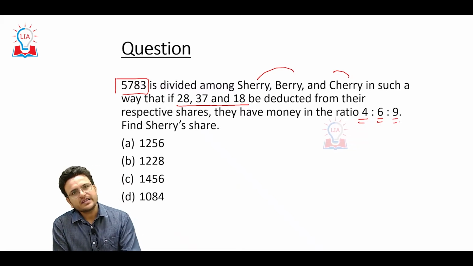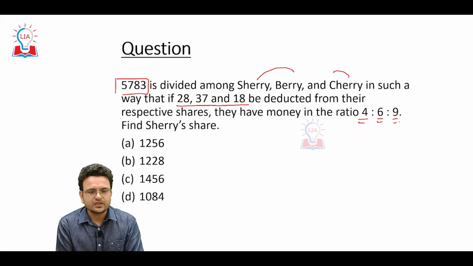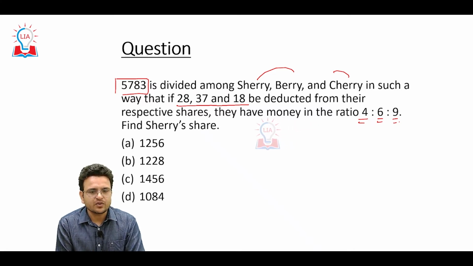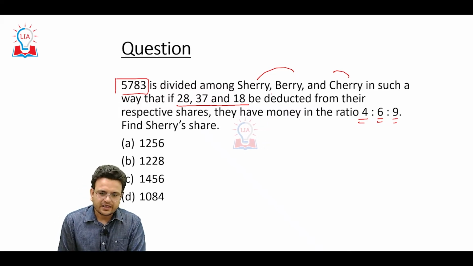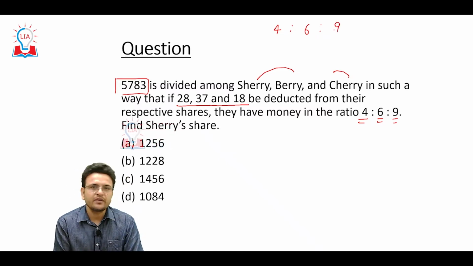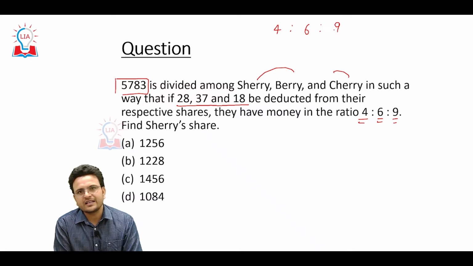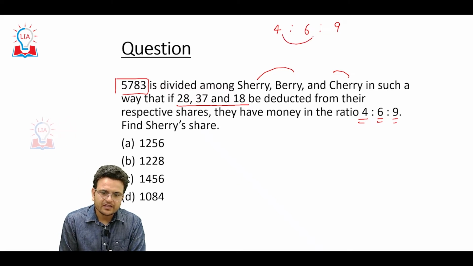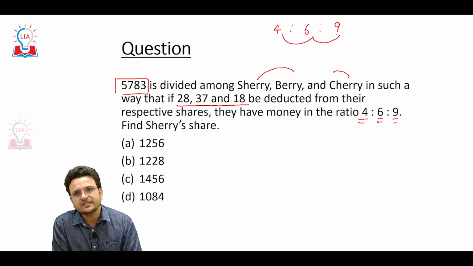In mathematics, always remember one thing: you have to understand the question very carefully. What is the question telling? The question is telling us that the ratio of the salaries of Sherry, Very and Cherry is 4 to 6 to 9. This ratio came after we deducted something. That is one aspect. Second, whenever we talk about a ratio, it means some common value has been removed from all three salaries.